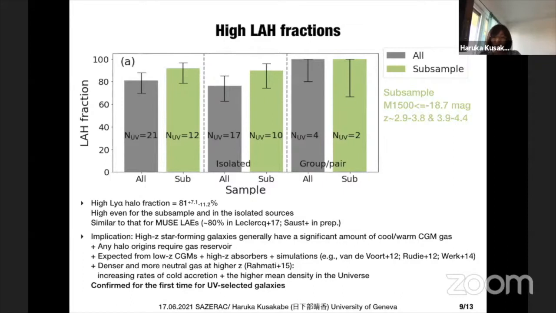In fact, any halo origin requires surrounding cool or warm gas. It has been expected from low-z CGM observations, high-z absorber observations, and simulations. At higher redshift, gas gets denser and more neutral as a result of increasing rates of recombination and the higher mean density in the universe. So the high Lyman alpha halo fraction has been predicted, and for the first time, it has been confirmed with our UV-selected sample and MXDF data.